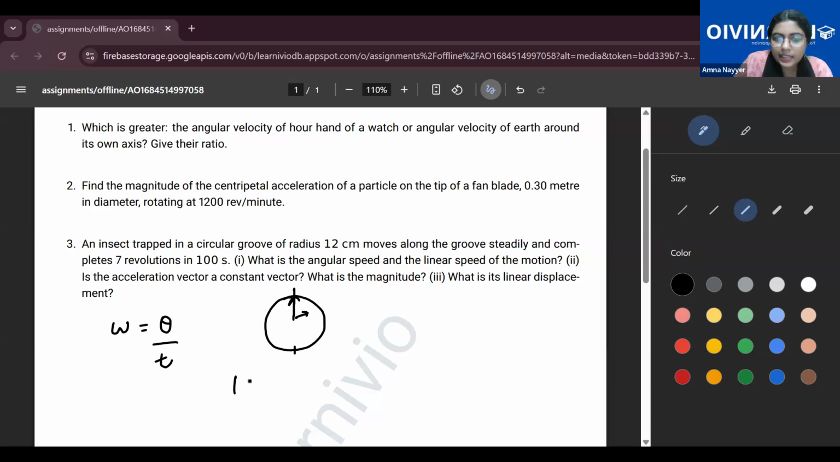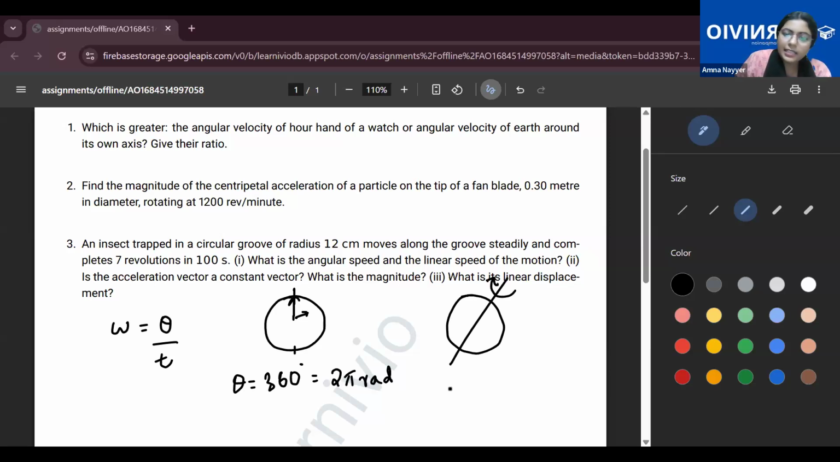So the angle here will be 360 degrees. Now, we don't use degrees, we use 2 pi radian. So the displacement will be 2 pi radian. Let's talk about Earth. Earth is also rotating about its own axis. So again, the total angle covered by the Earth is 360 degrees, that is 2 pi radian.